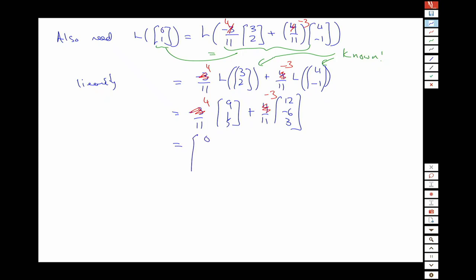So we get a 0, and then we get 4 plus 18 is 22. That'll be 2. And then we get 20 minus 9 is 11. That'll be 1. Thank you for letting me know about that. That's what I was hoping for. And that is the second column of our standard matrix, because it's the transform of the 0, 1.